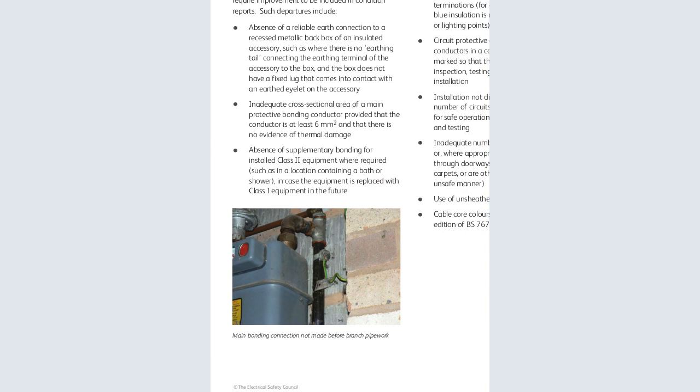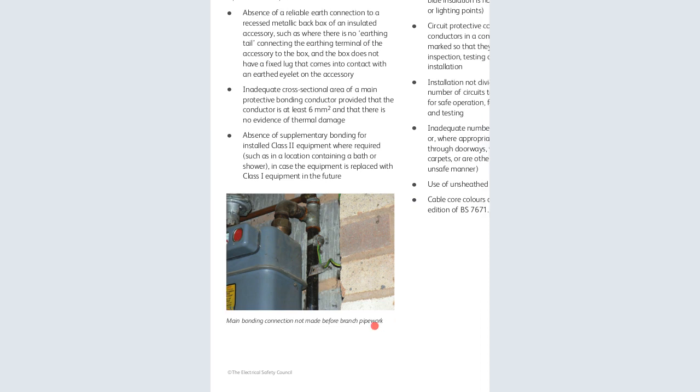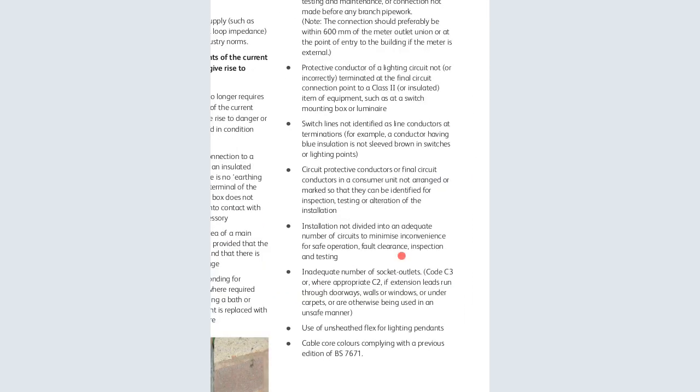Inadequate cross-sectional area of the main protective bonding conductor provided by the conductor, and there is no evidence of thermal damage. Absence of supplementary bonding for the installed class 2 equipment where required. You can see there the main bonding connector not made before the branch pipe. You can see there, now we have the branch pipe is there. You can see it's even there and it is in the wall, which is not correct.